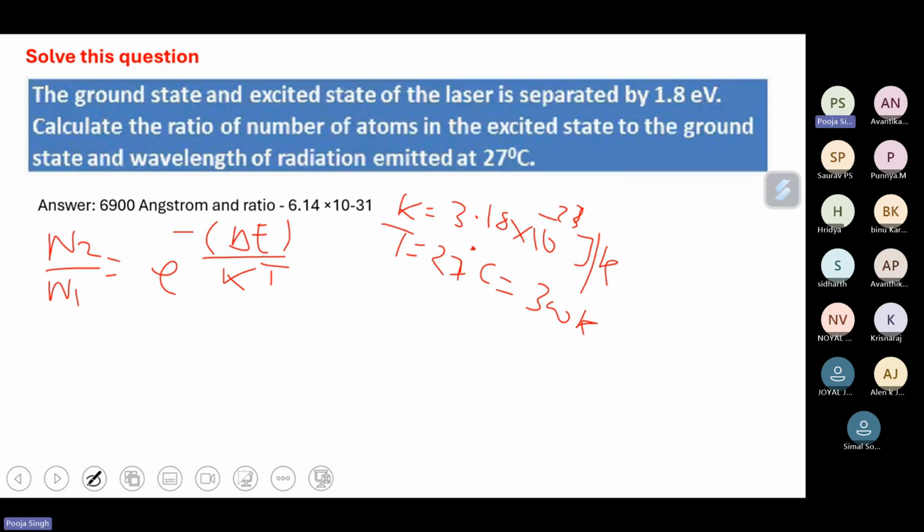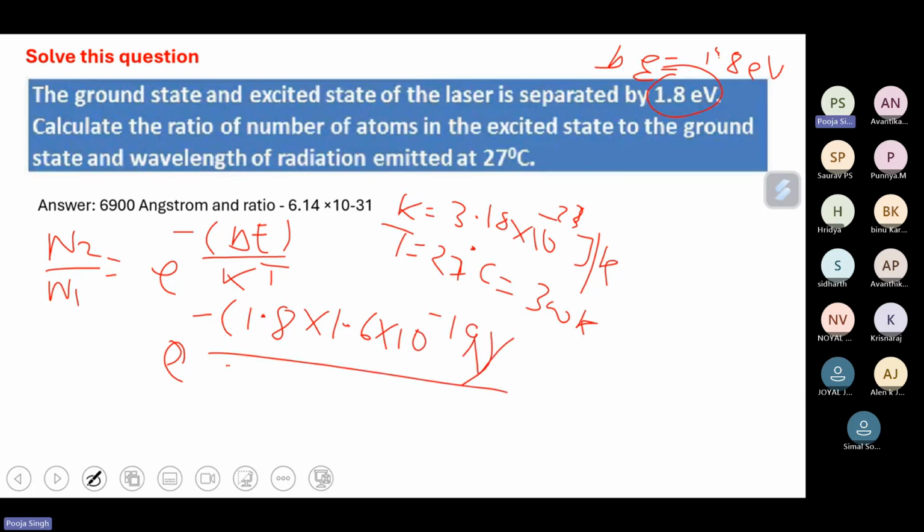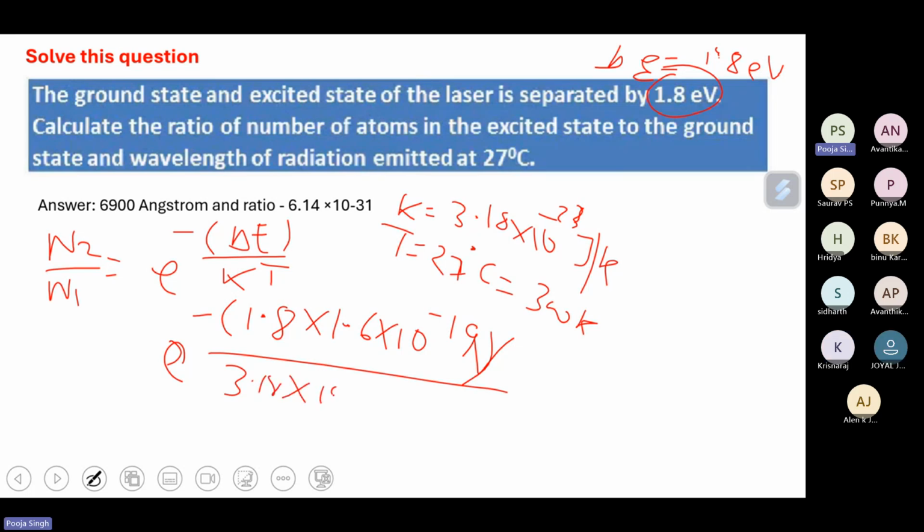Now you apply everything. You are given delta E, which is 1.8 electron volt. So here you have e to the power minus 1.8 electron volt, where one electron volt is 1.6 into 10 to the power minus 19 joule. Then put the value of k, 10 to the power minus 23, and the T value 300. Just solve this using the calculator. It will be easy for you.